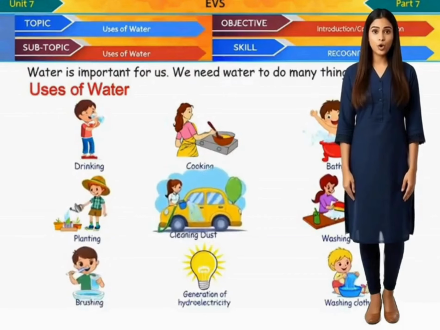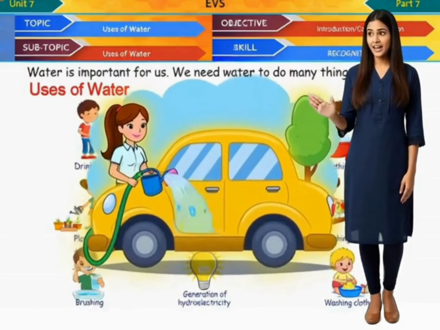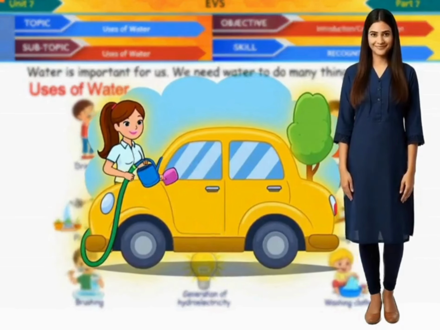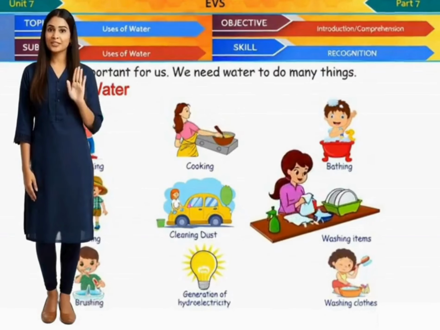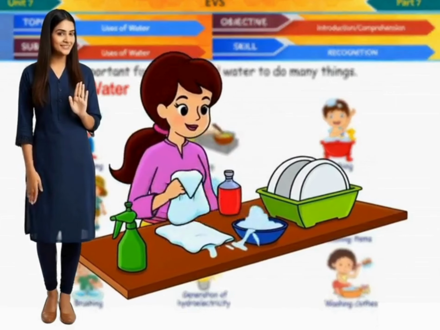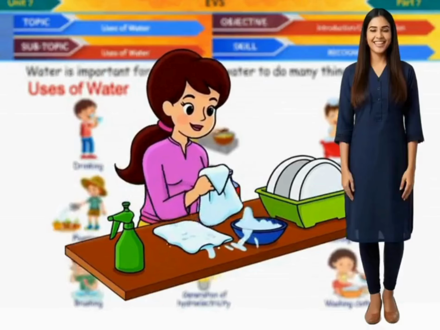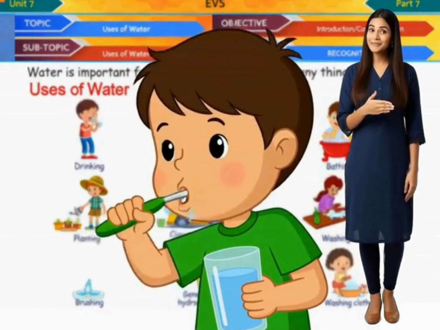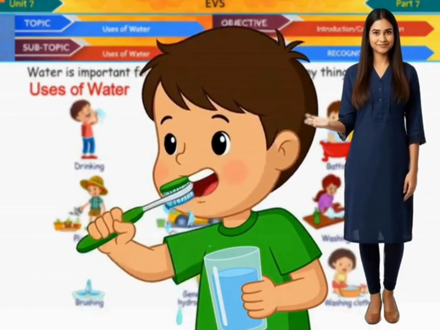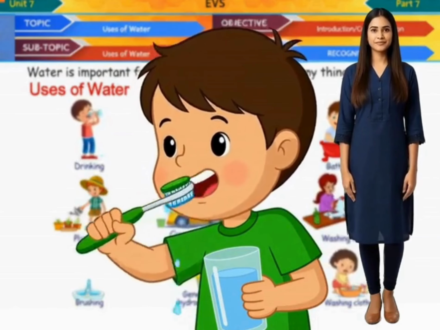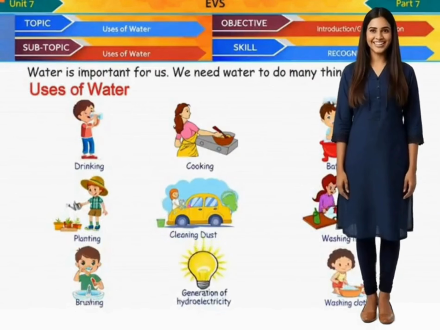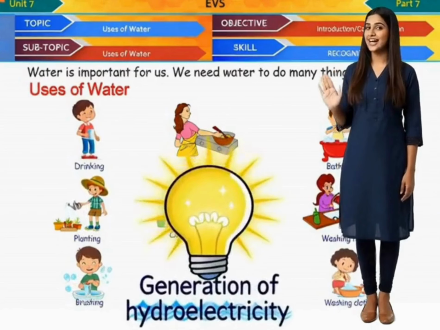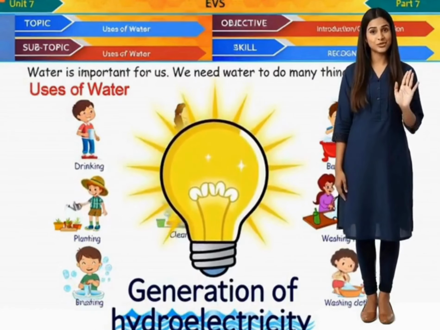Children, we use water to clean our homes, cars, and surroundings. Children, water helps us wash utensils and keep them clean. We use water while brushing our teeth to keep them clean and healthy. Children, look at this picture. Water is also used to generate electricity in big dams, which gives us power.